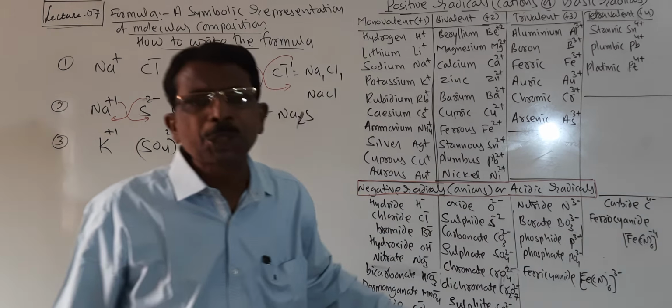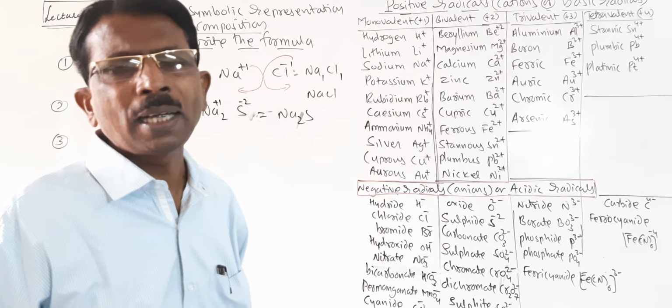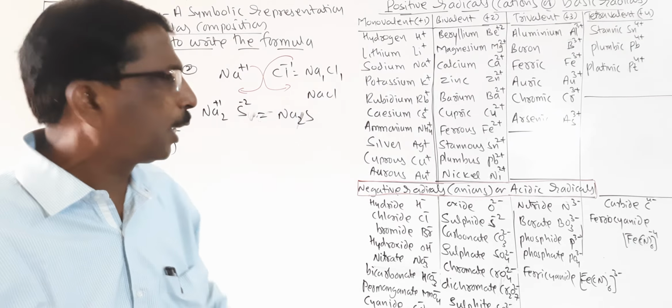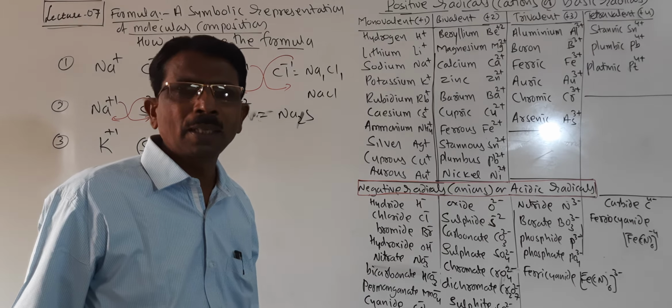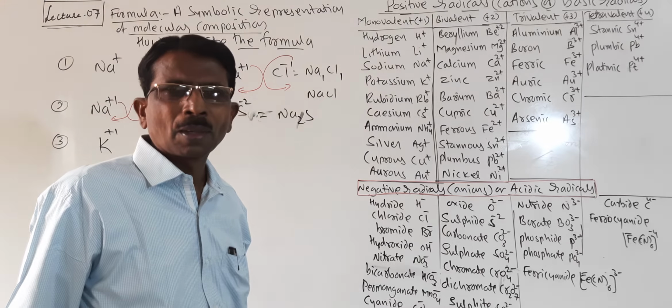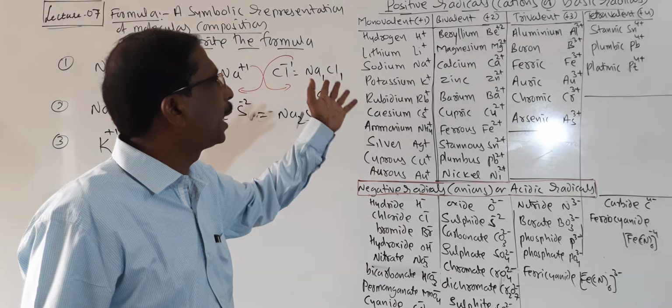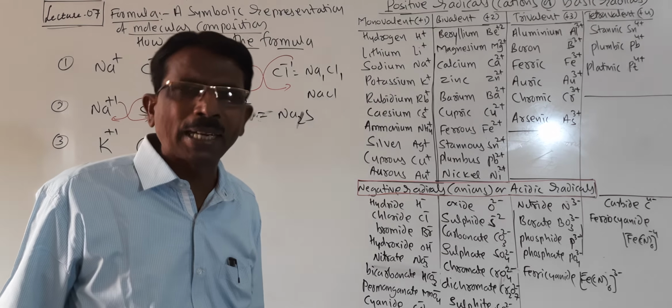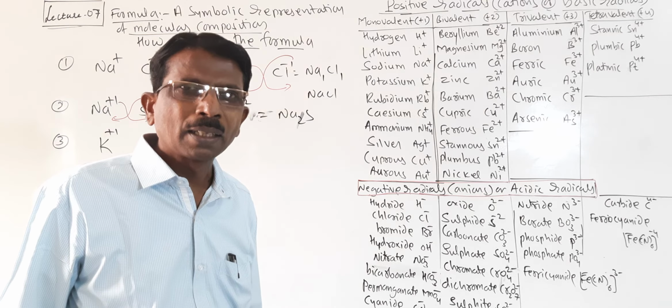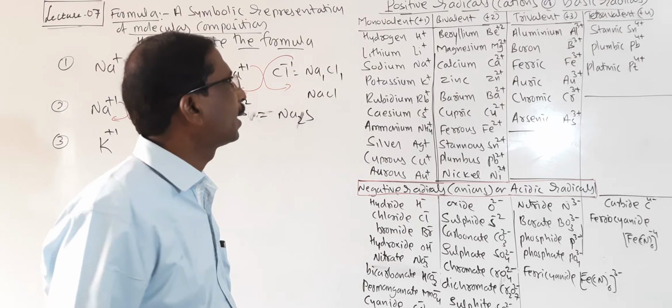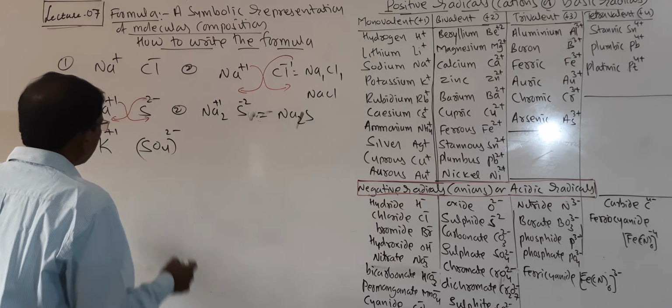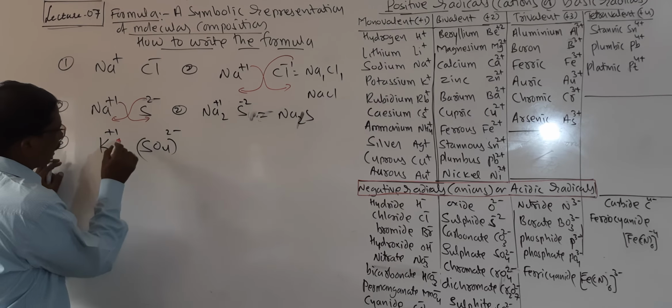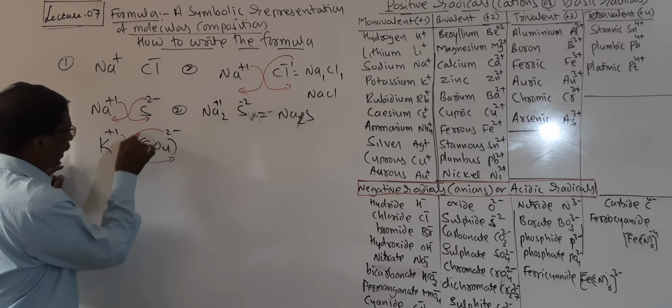By using this chart, you may write the formulas. And you must know that the charges are balanced. Bivalent means 2, monovalent means 1. These are also called univalent, divalent, trivalent and tetravalent. Then here, I am cross multiplying this and this.